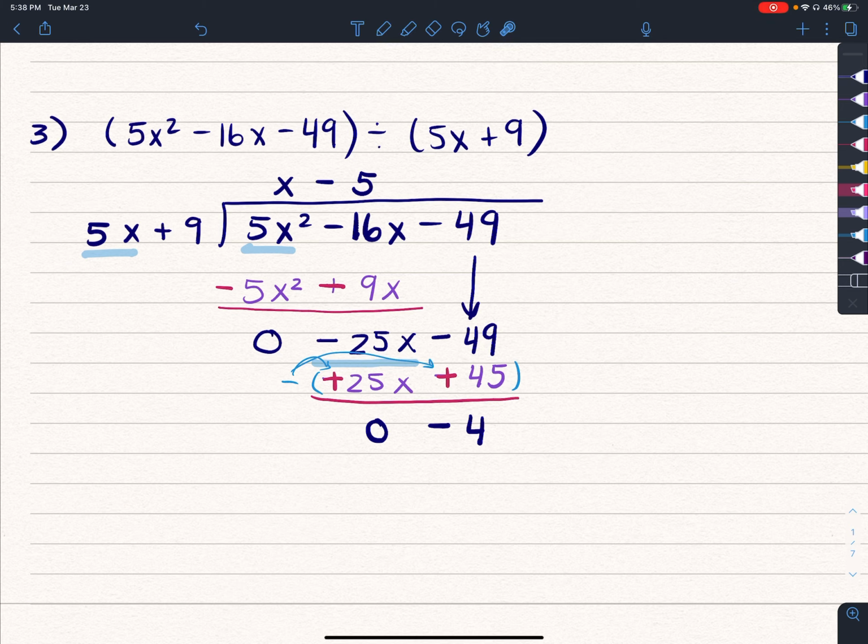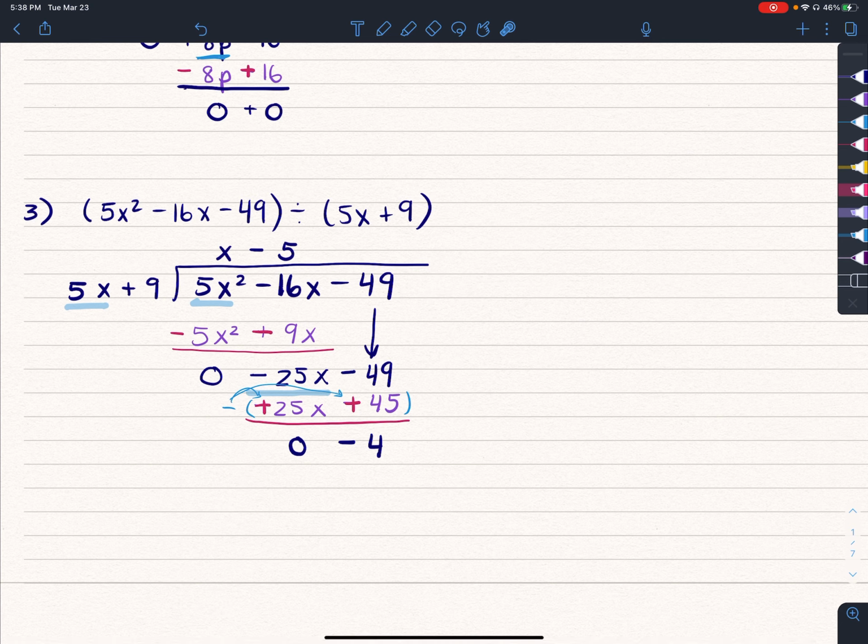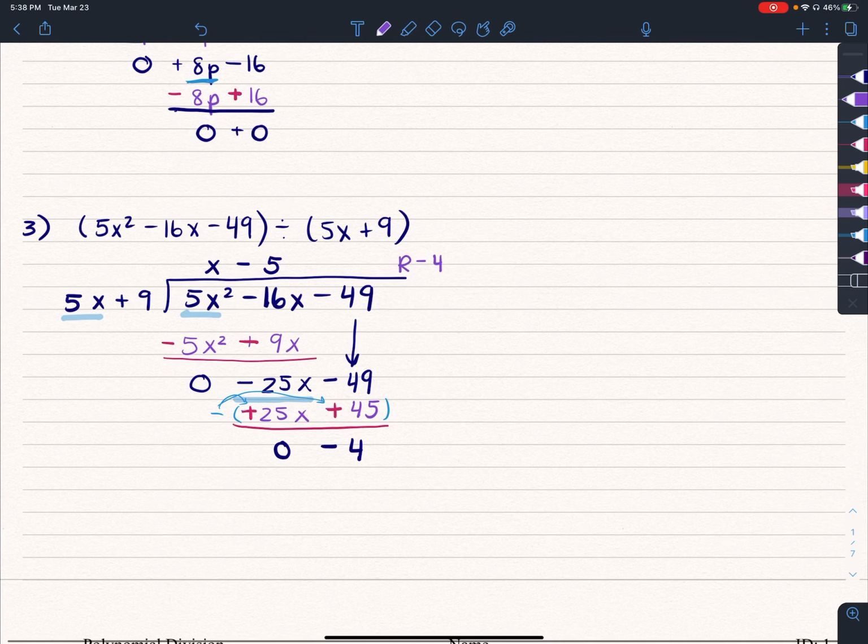That means that we have a remainder. So this example has a remainder. We can write remainder negative 4. And we have to think about, well, what happens when we have a remainder? What do we have to do with that? So this is just like a little reminder here.